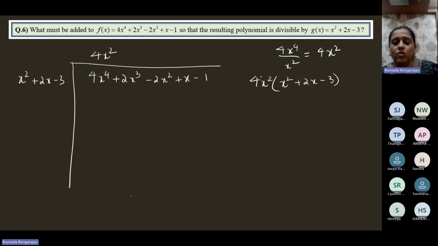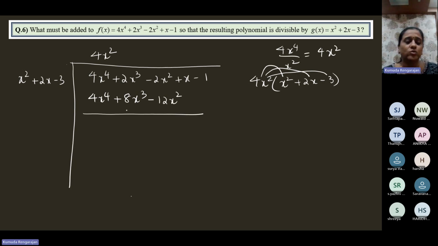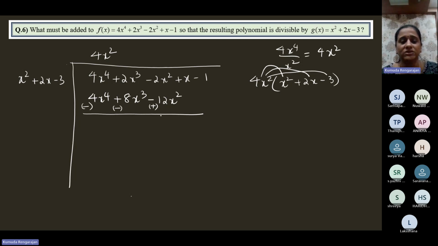Multiply the term which you write in the quotient with the divisor. So what do you get? 4x squared into x squared, 4x to the power 4. 4x squared into 2x, plus 8x cubed. Then 4x squared into minus 3, minus 12x squared. Subtract, which means we'll have to change the signs. Plus becomes minus, minus becomes plus. Change the signs of all the terms in the bottom row.